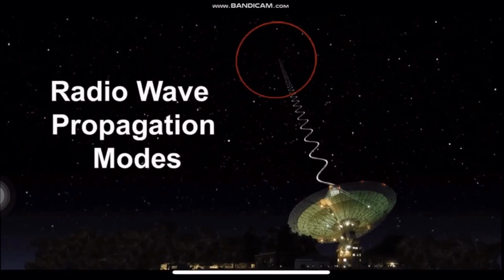What are radio wave propagation modes? Radio signals can travel over vast distances. However, radio signals are affected by the medium in which they travel, and this can affect the radio propagation. This also affects the distances over which signals can propagate. Some radio signals can travel or propagate around the globe, while other radio signals may only propagate over much shorter distances.